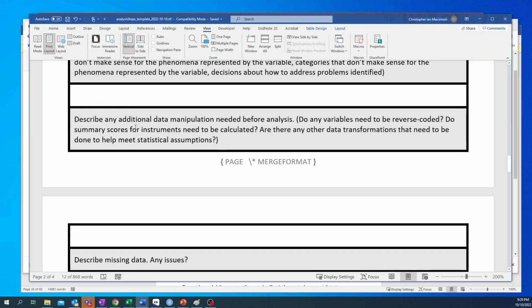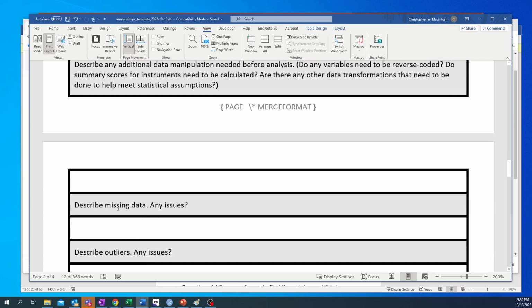Is there any additional data manipulation needed before an analysis? Do any variables need to be reverse coded as part of an instrument? Do summary scores for instruments need to be calculated? Are there any other data transformations that need to be done to meet statistical assumptions? So these are all things that you should note as you are going through for your analysis, so that you can report them when you're writing up results.